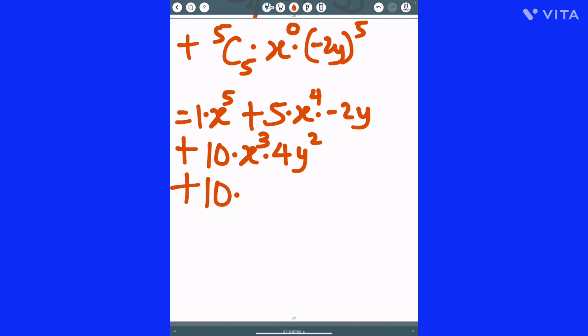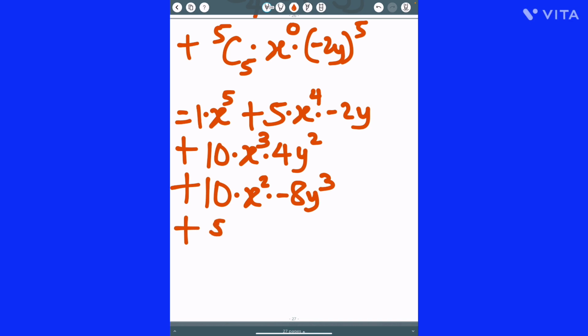That's 10 times x raised to power 5 minus 3, which is 2, times minus 2y raised to power 3. Minus 2 raised to power 3 is minus 8, y raised to power 3. That's y cubed. So in this place I should have minus 8 y cubed. That's my fourth term.